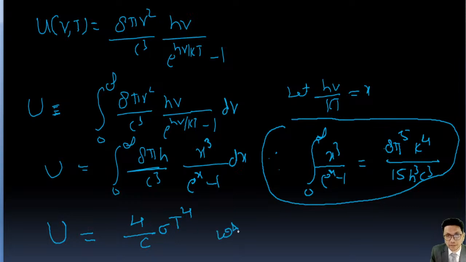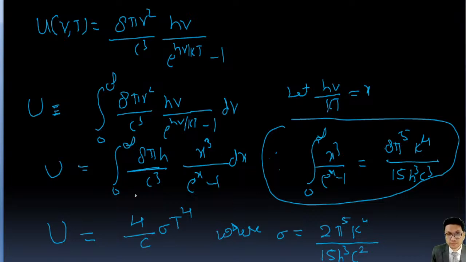The value of sigma is 2 pi to the power 5 k to the power 4 upon 15 h cube c square. So this is the total energy density we have expressed in terms of Stefan-Boltzmann's total power per unit area. This you should also note down.